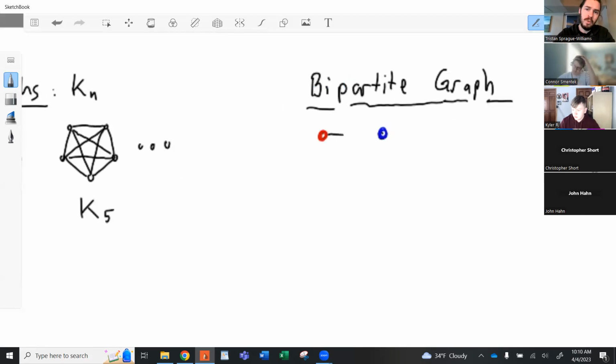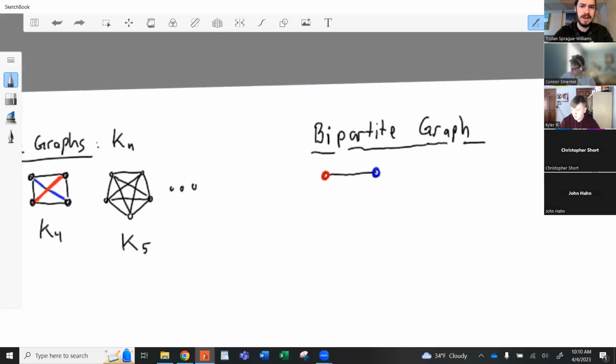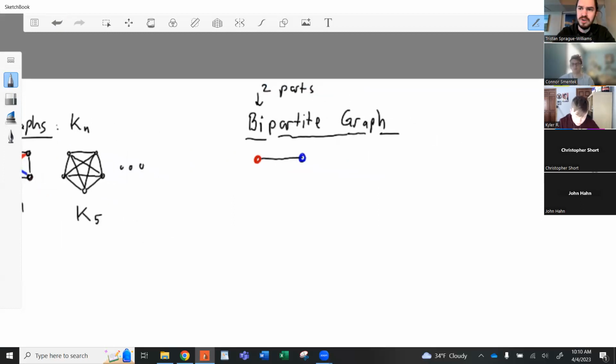So the prefix bi in bipartite means two. So bipartite basically means two parts. So a bipartite graph specifically has these two teams that never have edges between one another.